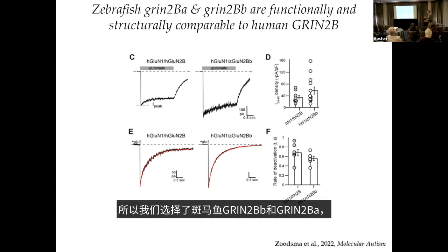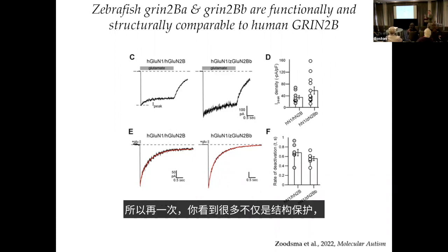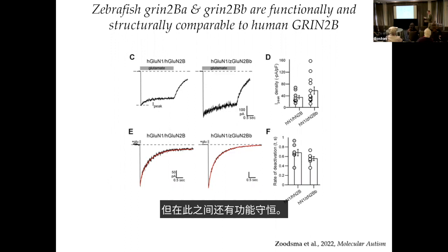So we've taken the zebrafish GRIN2BB and the GRIN2BA. We're not showing it here. And one of the hallmarks of GluN2B is it's got this really slow deactivation in response to brief applications of glutamate. And you see, this is what you see in the human subunits, and this property is conserved in the zebrafish. So again, you see not only structure conservation, but also functional conservation.